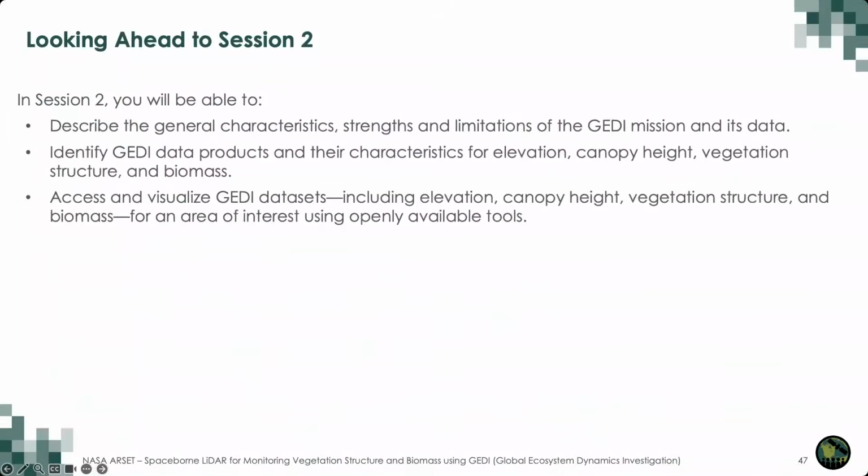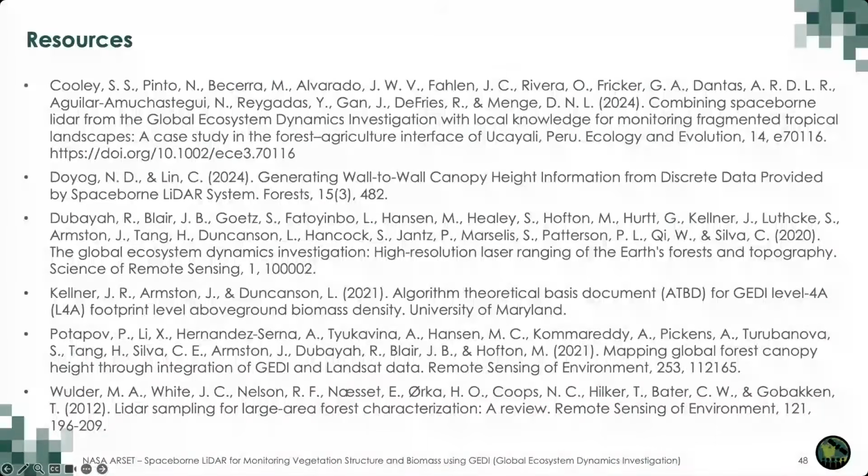Looking ahead to part 2 of this training, you will be able to describe the general characteristics, strengths, and limitations of the GEDI mission and its data, identify GEDI data products and their characteristics for elevation, canopy height, vegetation structure, and biomass. Access and visualize GEDI datasets, including elevation, canopy height, vegetation structure, and biomass for an area of interest using openly available tools. This is a list of resources that were cited throughout today's presentation and also could be useful future reading after this session.